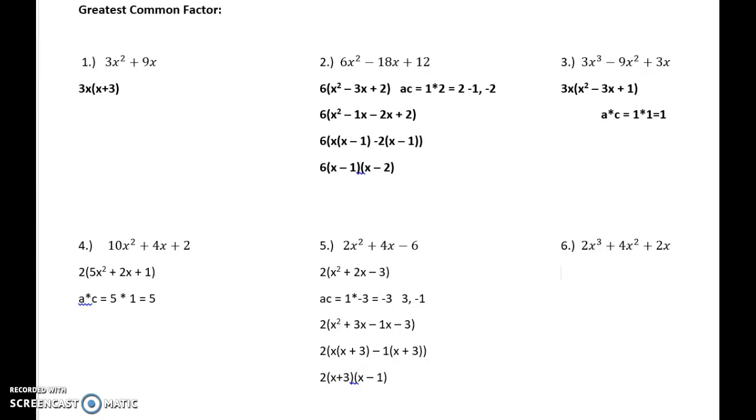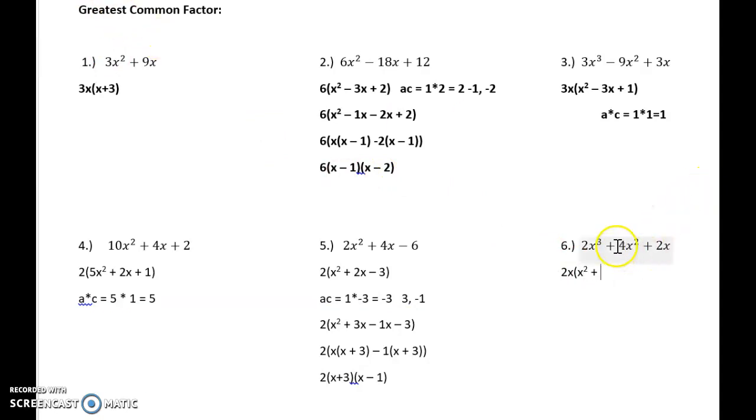Okay, let's see what you got. Hopefully you found 2x. 2 goes into 2, 4, and 2. And I can see they all have an x in common. The lowest exponent is 1 right there. All right, let's divide and see what we get. So 2 divided by 2 is 1. And then I'm going to have x to the second because 3 minus 1 is 2.